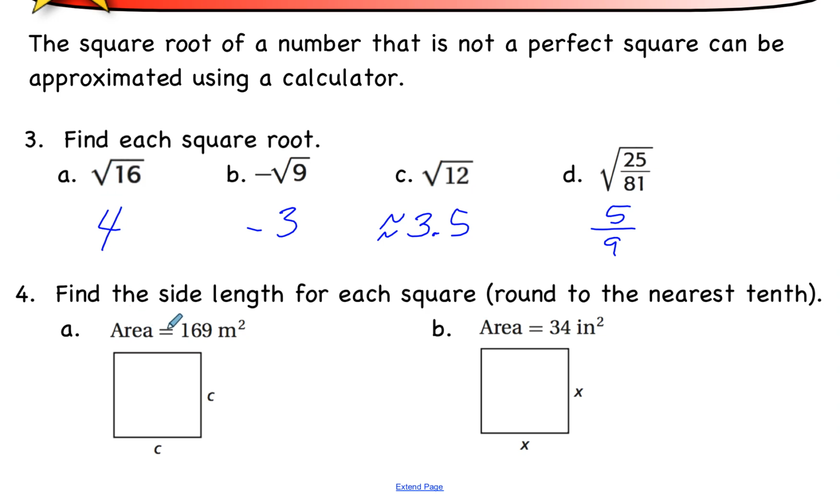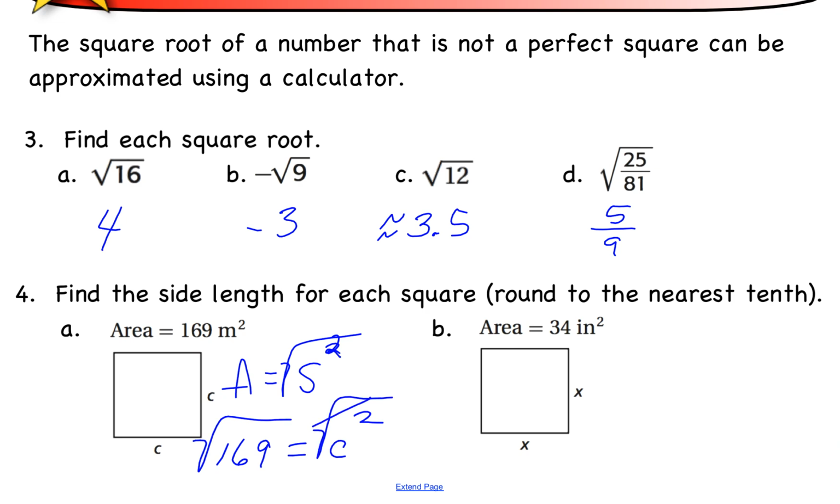Number 4 says to find the side length for the square and round to the nearest tenth. Well, the area of a square, hopefully you know this, is s squared. So if I want to find the side length, I need to take the square root of the side squared, right? So I know that 169, the area, is equal to c squared. So if I take the square root of this and the square root of this, square root and square undo each other, so I just get c, right? This is kind of solving an equation. What's the square root of 169? That one is 13, in case you didn't know it.